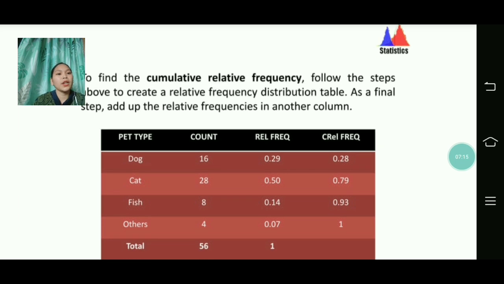To find the cumulative frequency, follow the steps above to create a relative frequency distribution table. As a final step, add up the relative frequencies in another column.